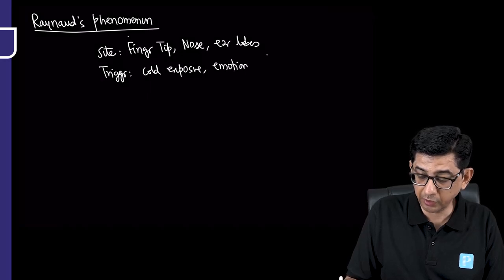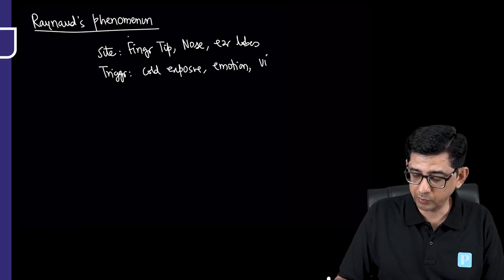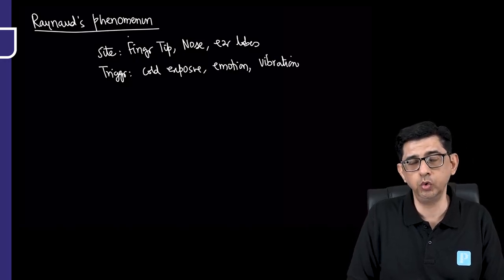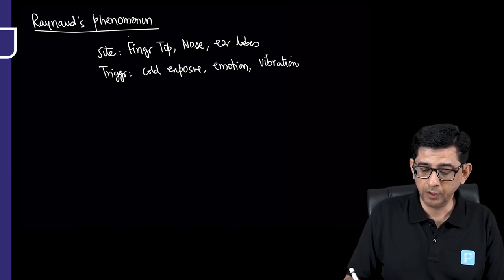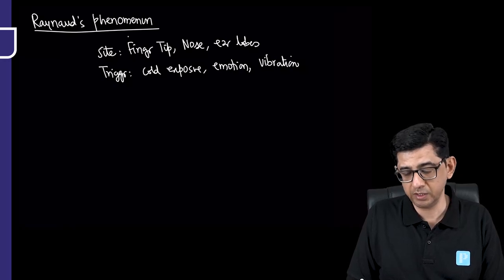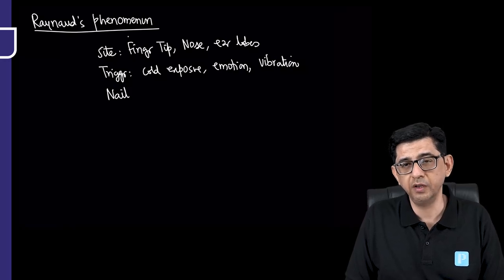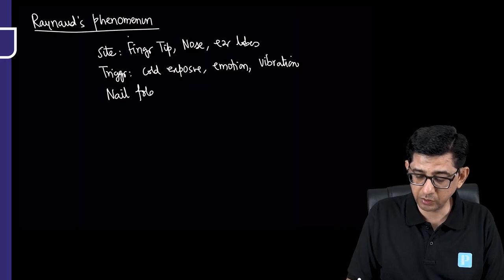And another trigger that looks very peculiar when I say it the first time would be exposure to vibration. Like this lady is using some tool that is producing vibration, then again Raynaud's phenomenon can be triggered. The color changes would be white, blue, and red, as I said. And one of the tests that can be used to visualize the nail bed of these patients for early diagnosis of systemic sclerosis is called nail fold capillaroscopy.